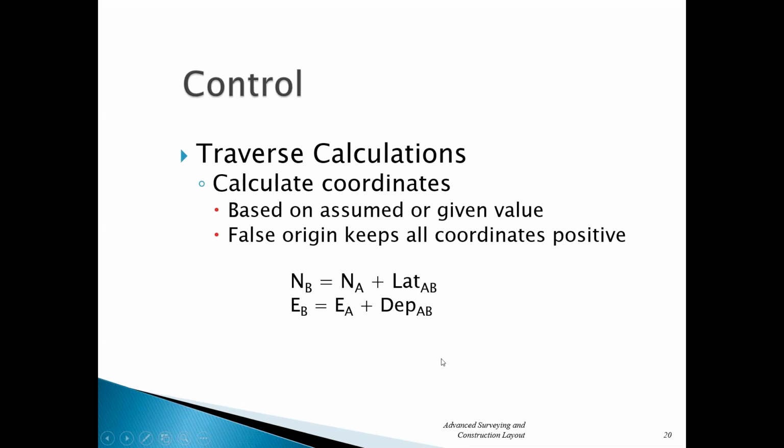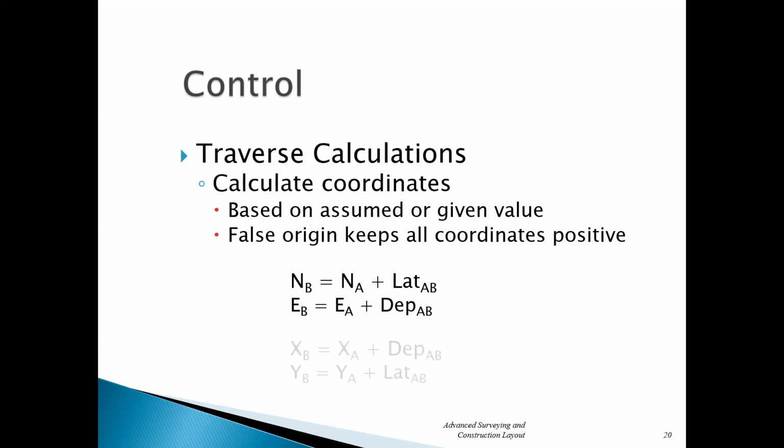So you're going to use your adjusted latitudes and adjusted departures. So that's what these represent here. These are your adjusted latitudes and departures. That'll get you your coordinates. So the coordinates are all important. That's what we're after at the end of the day, as we talked about.